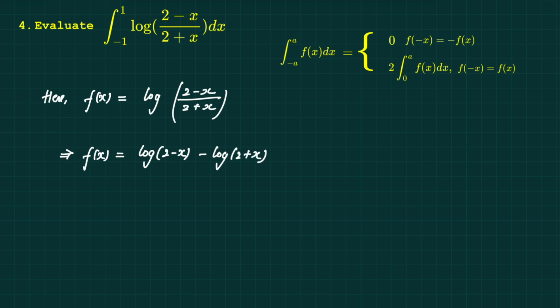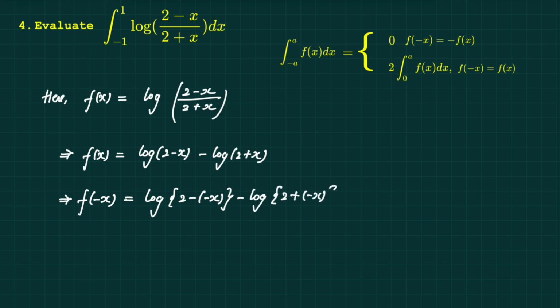Now we will try to find the value of f of minus x. So f of minus x will be log of 2 minus of x minus log of 2 plus minus of x. So instead of x we have to put minus x. So this implies f of minus x equals log of 2 minus of minus x, which is 2 plus x, minus log of 2 minus of x.